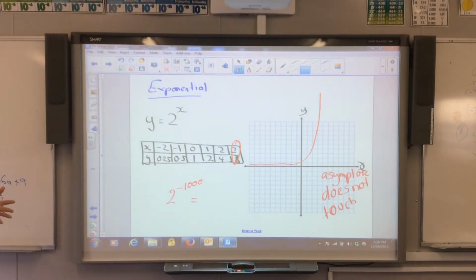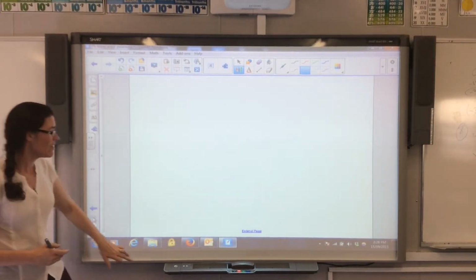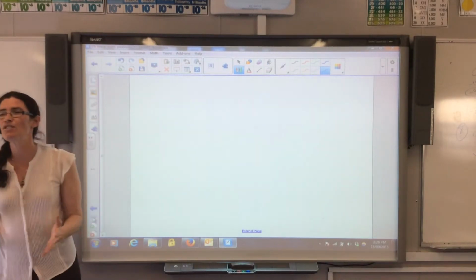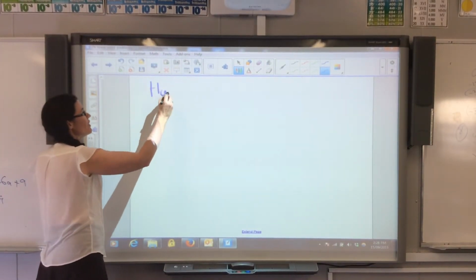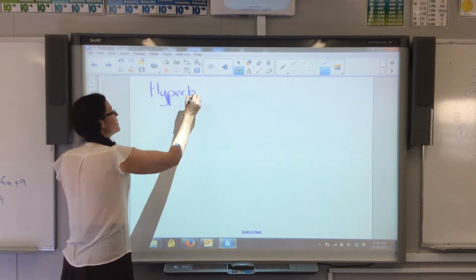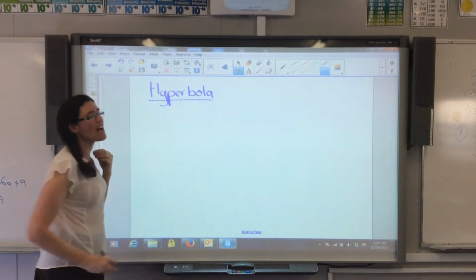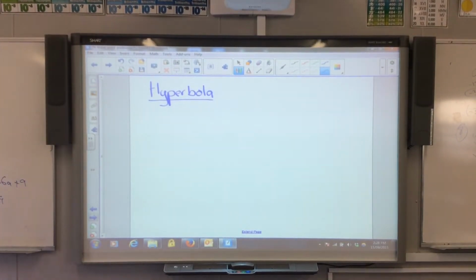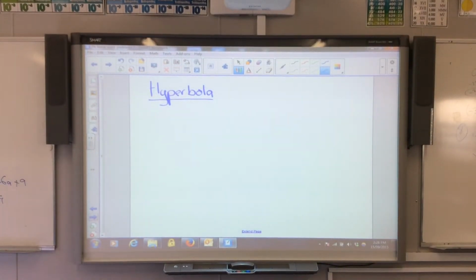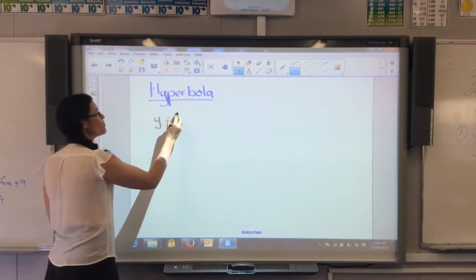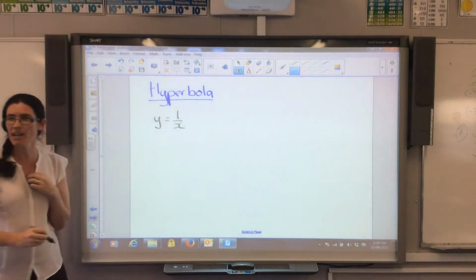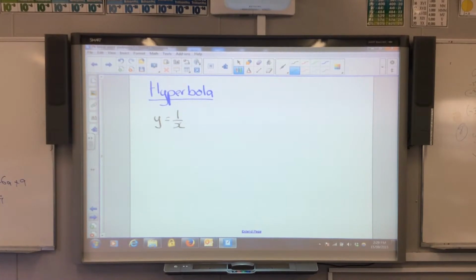Okay? Last shape, very last one. I'm just telling you the names for the sake of interest. Okay, we met the parabola. The last one is a hyperbola. Now these ones have x's on the denominator. So the equation we're going to start with is y equals 1 on x. Okay? Y equals 1 on x.